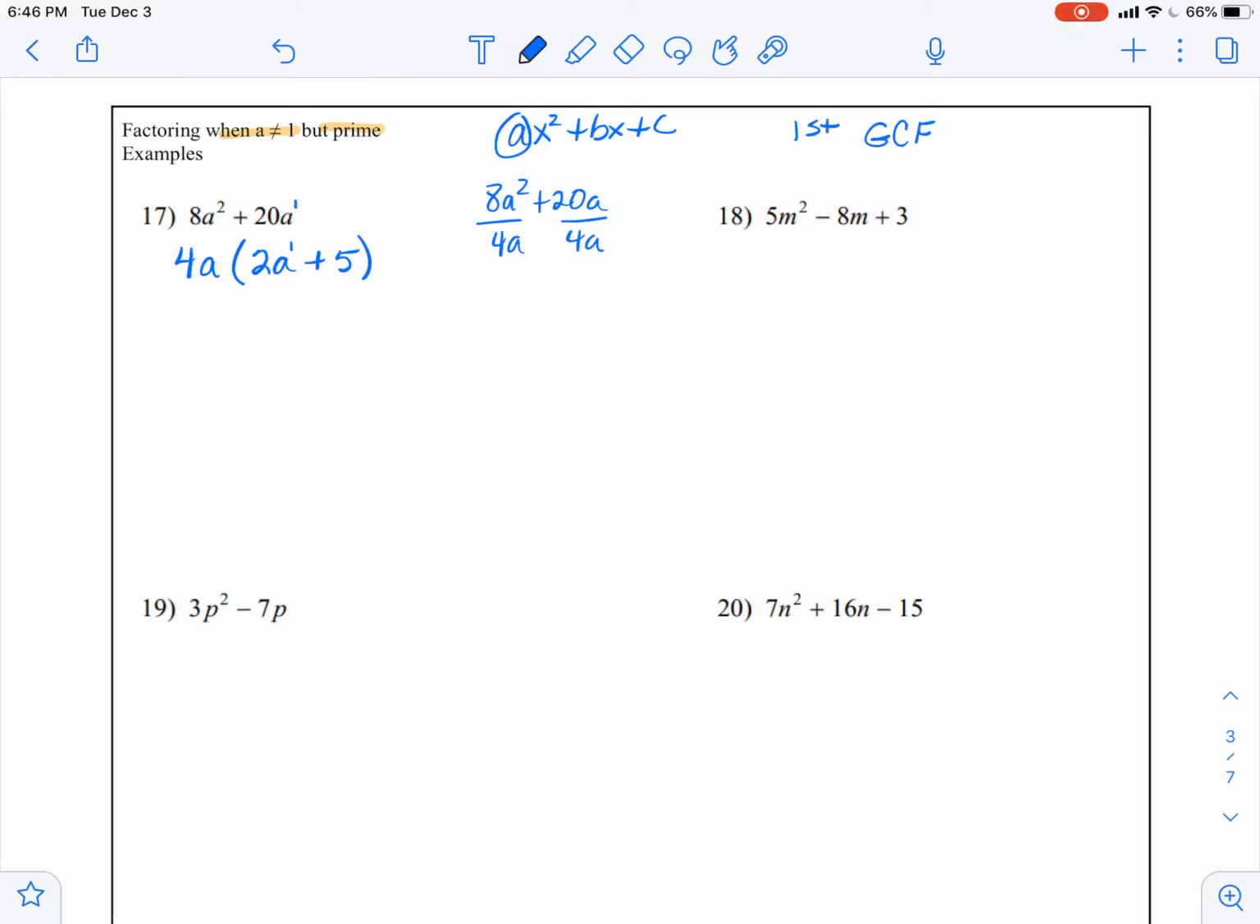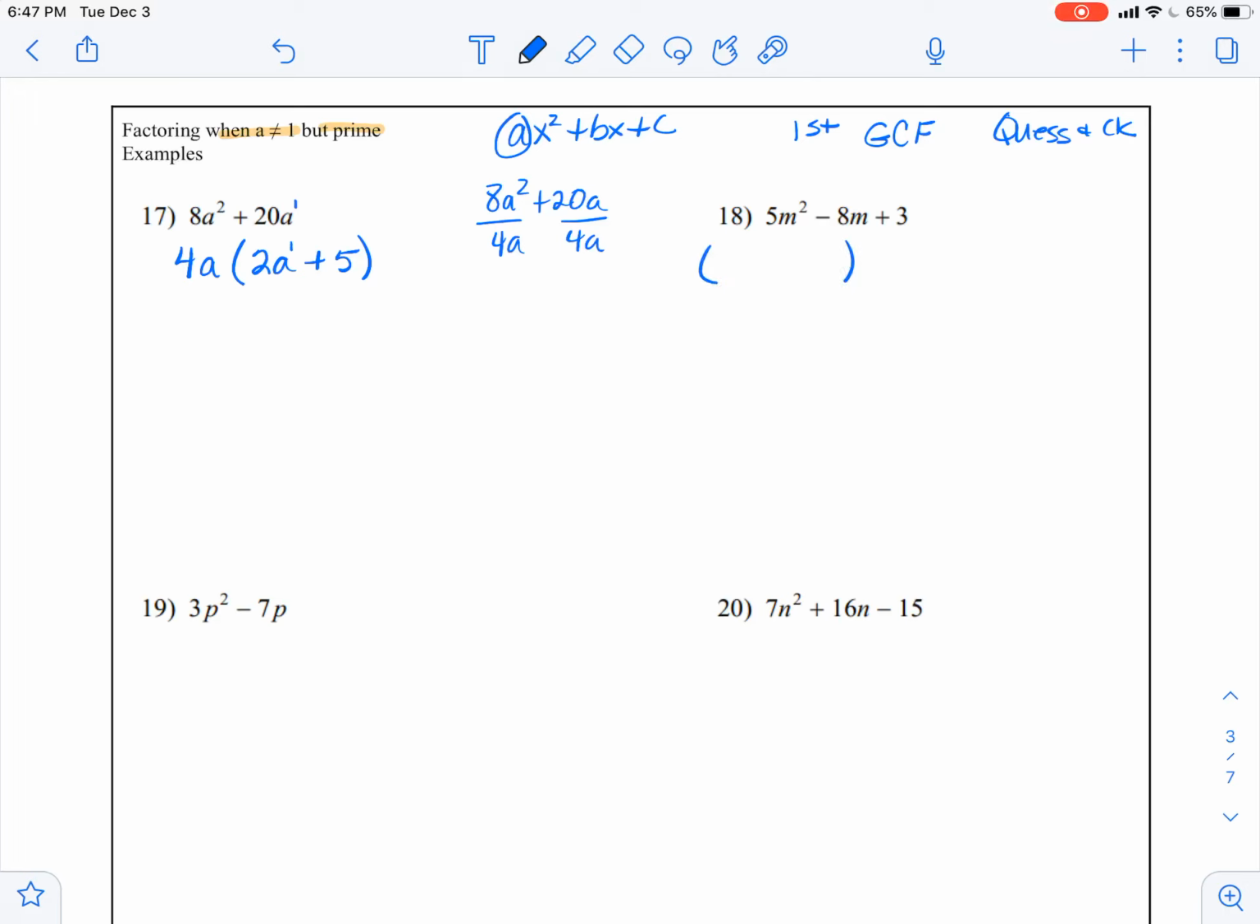Number 18. Is there anything that'll go into 5, 8, and 3? The answer is no, there's not. And so there are two ways, actually there's more than two, but there's two ways that we talk about when a is not 1. One is just called a guess and check. So that's one method, and we're going to start with that one.